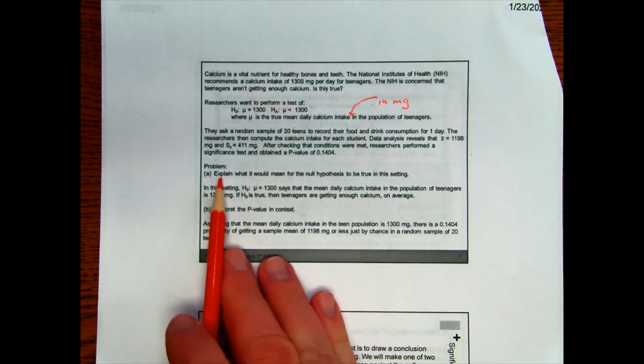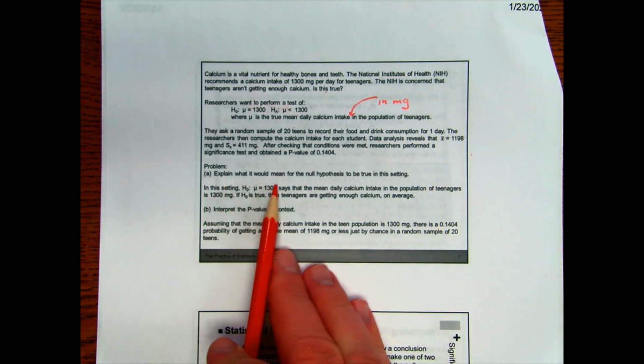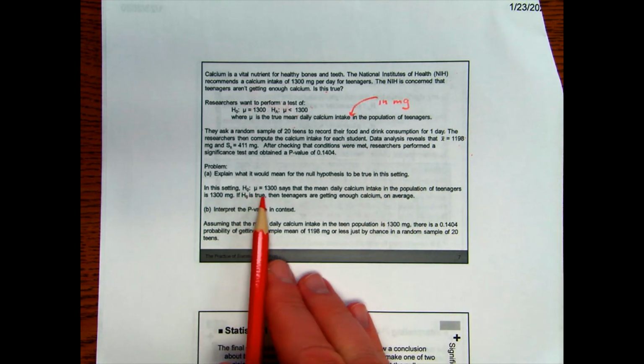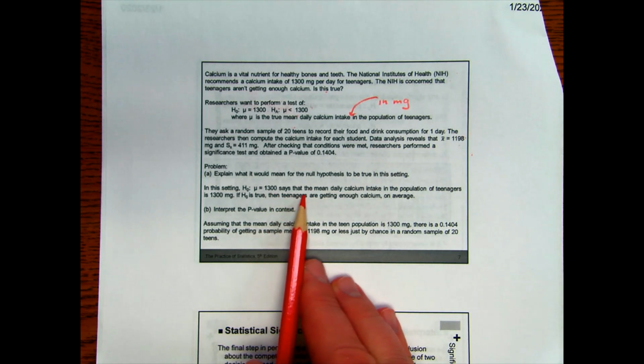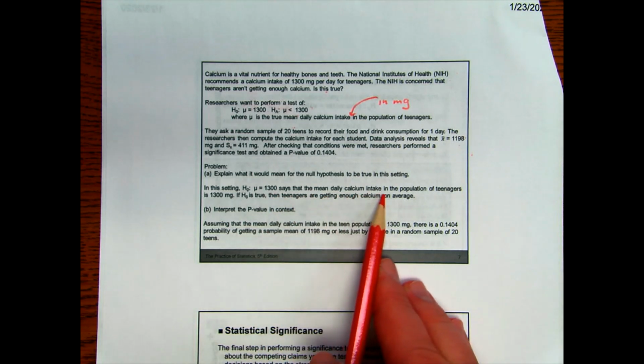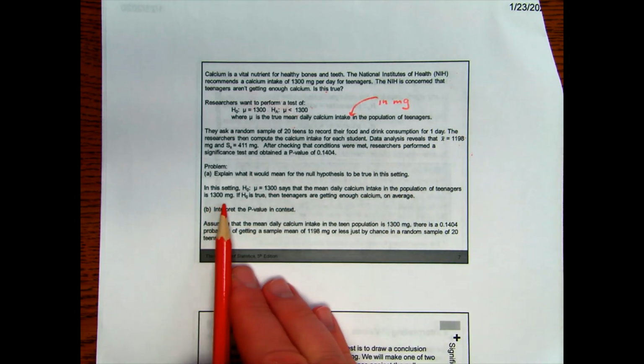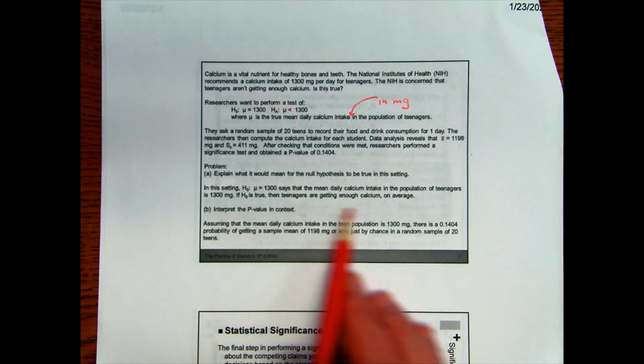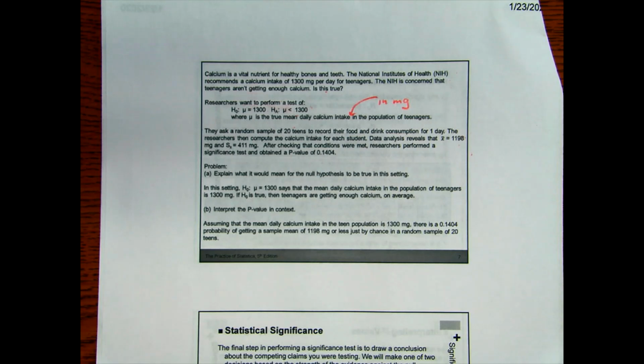Okay, so what they're asking us to do here, explain what it would mean for the null hypothesis to be true in this setting. In this setting, your Ho, mu is equal to 1,300, states that the mean daily calcium intake in a population of teenagers is 1,300 milligrams. If the Ho is true, that means that teenagers are on average getting enough calcium.